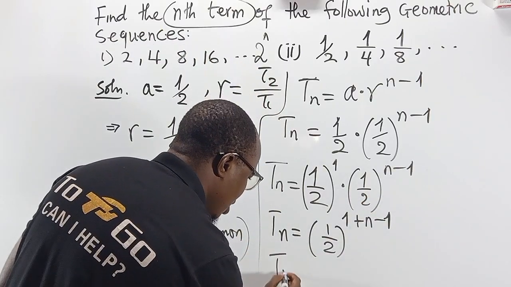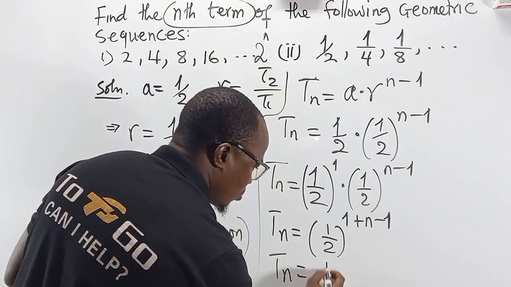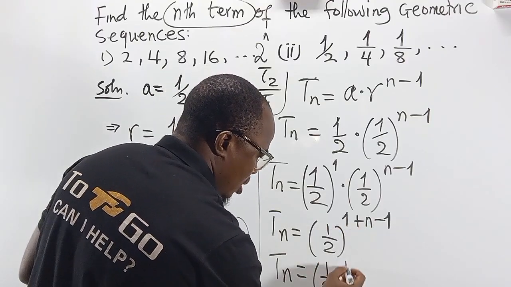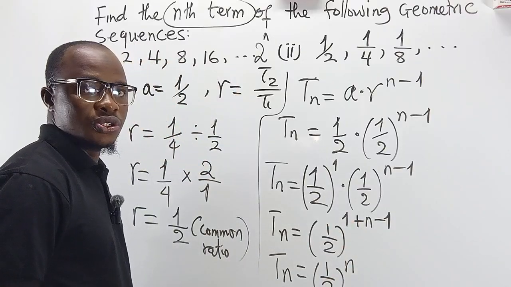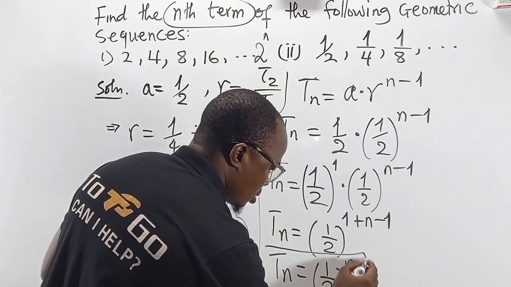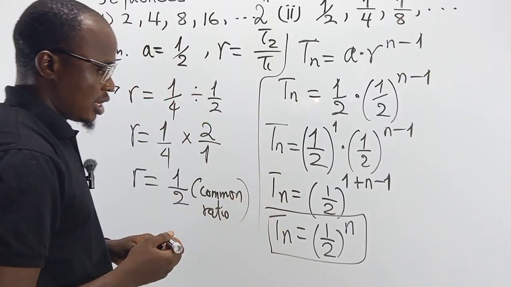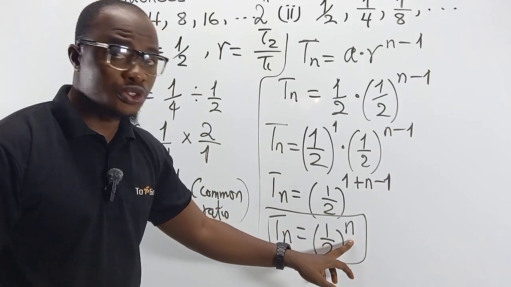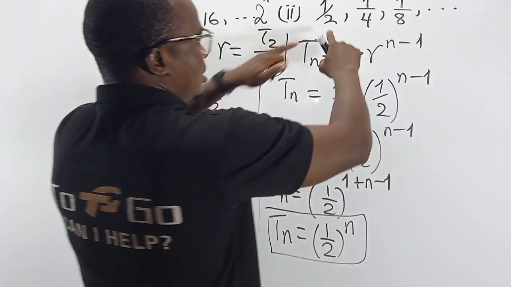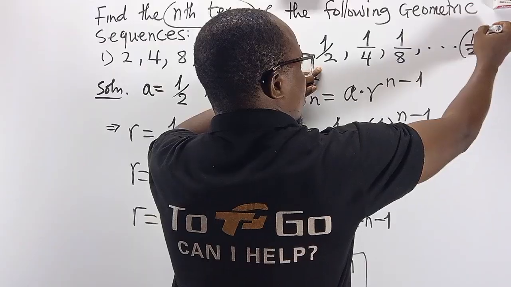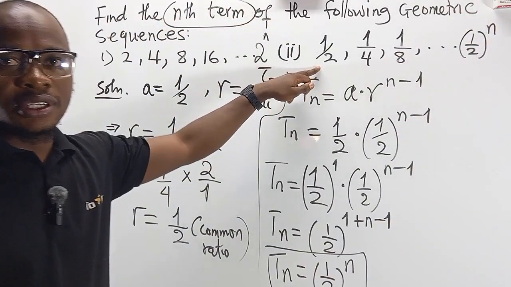Then Tn is now going to be 1 over 2. 1 minus 1 will go, and we are left with this. So which means that our result, what we are looking for, is Tn equal to 1 over 2, raised to the power n. So that is telling us that the general term for this one will be 1 over 2 to the power of n. Can you see that?